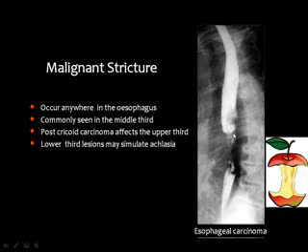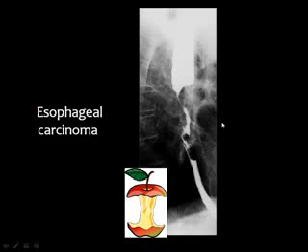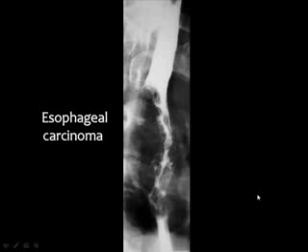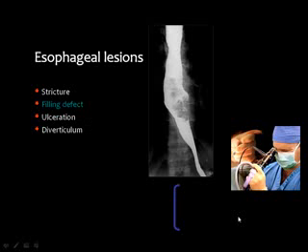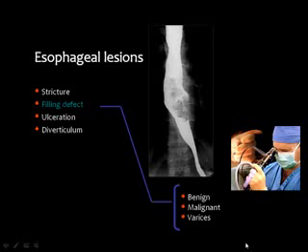apple core stricture, which indicates malignant lesion in the middle part of the esophagus. Another apple core configuration representing malignant stricture in the esophagus. The third lesion representing a malignant lesion in the middle part of the esophagus. Then filling defects in the esophagus may include benign lesion, malignant lesion, and esophageal varices.